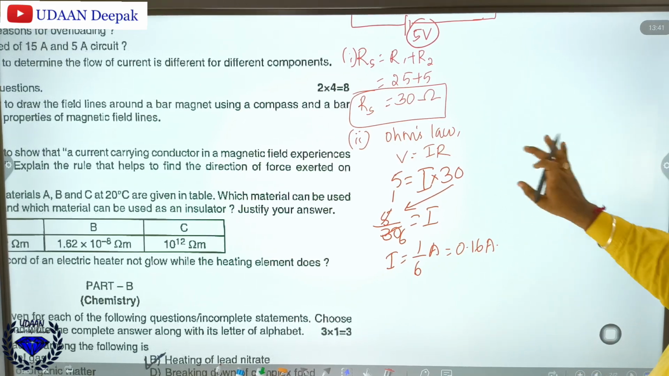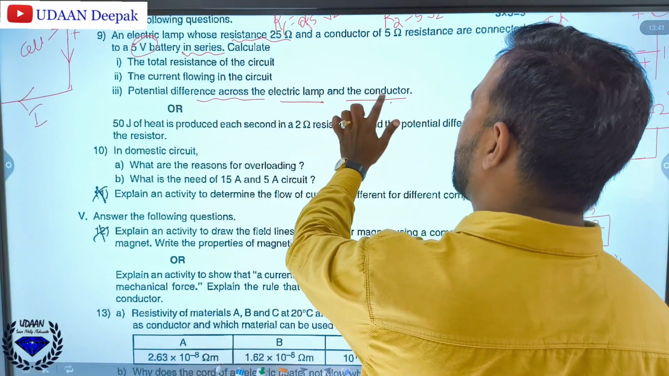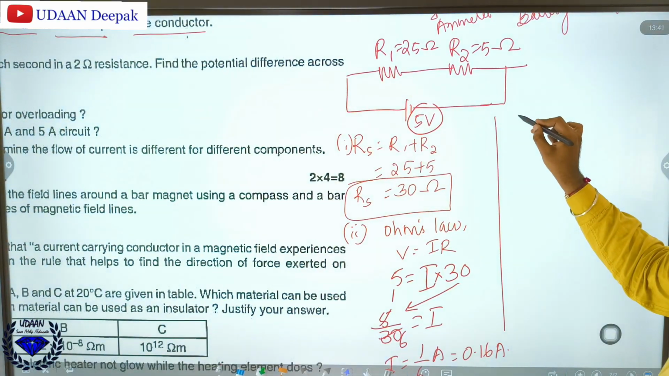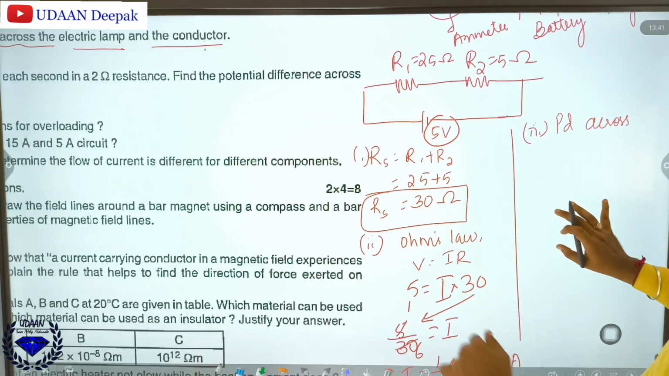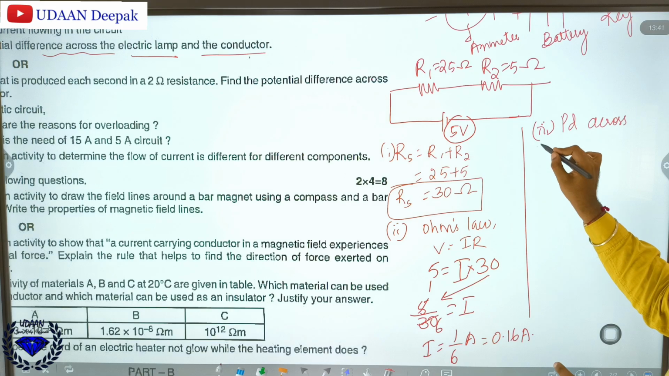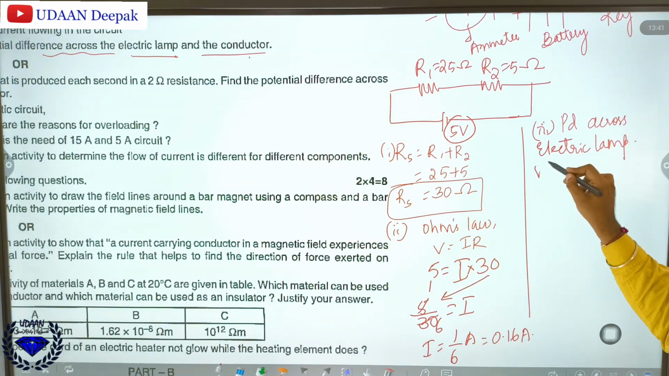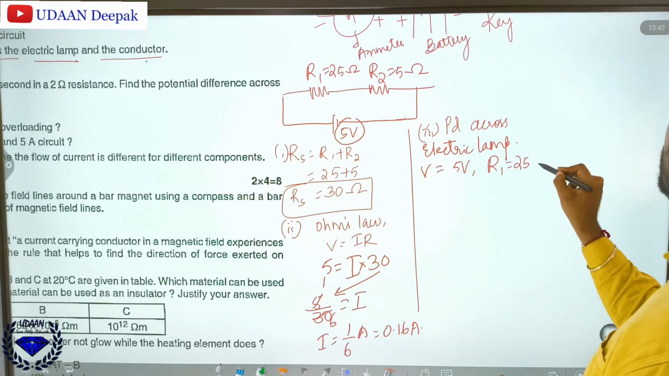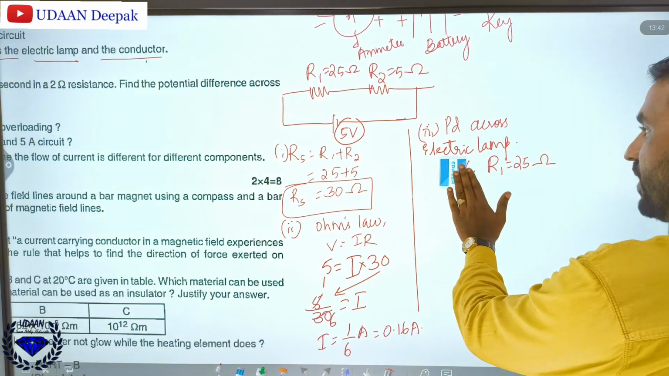Then they have asked one more question in this: the potential difference across the electric lamp and the conductor. So you should find them separately. First, the potential difference across the electric lamp R1. Total voltage is 5 volt and resistance R1 is 25 ohm. They have asked for the potential difference, so we need to calculate only through this.